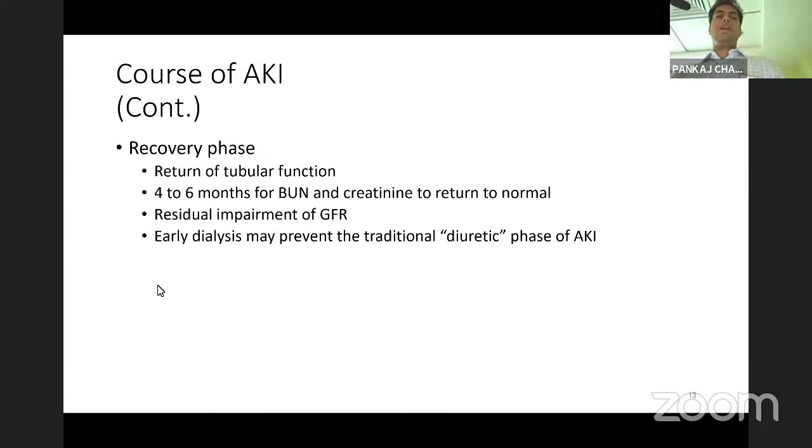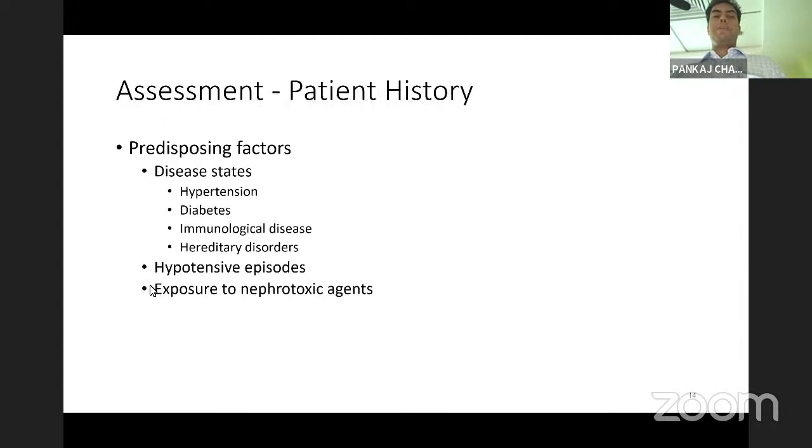The course of AKI: the recovery phase. Return of tubular function. It usually takes 4 to 6 months for blood urea nitrogen and creatinine to return to normal. Residual impairment of GFR may remain, and early dialysis may prevent the traditional diuretic phase of AKI.